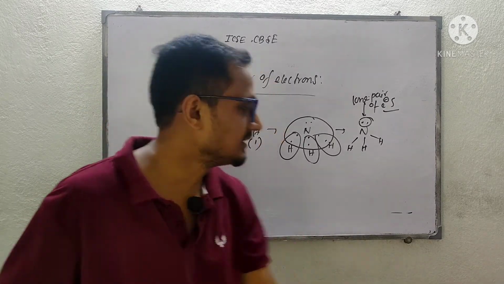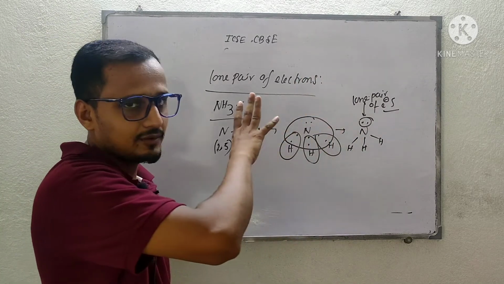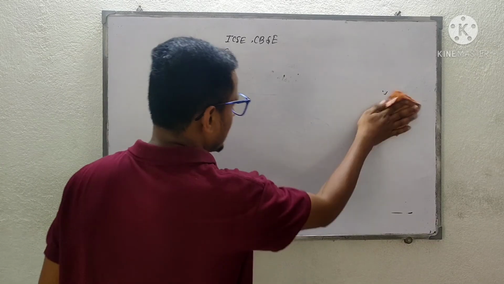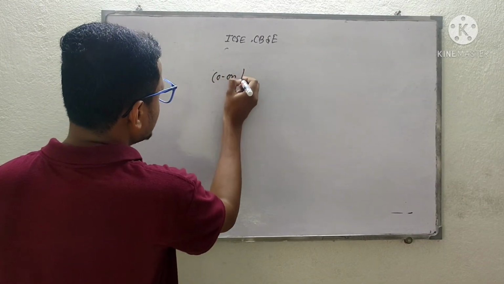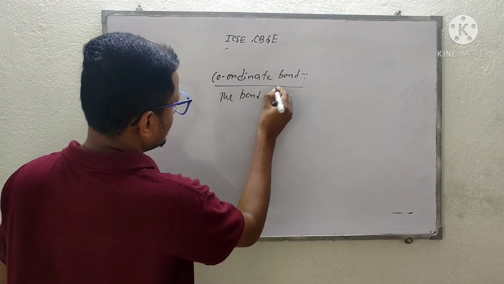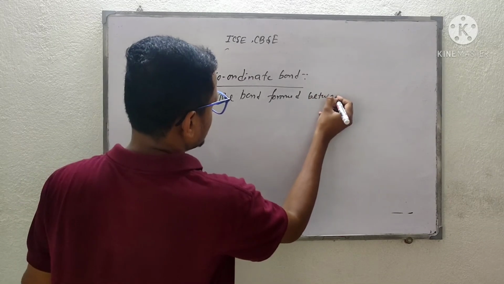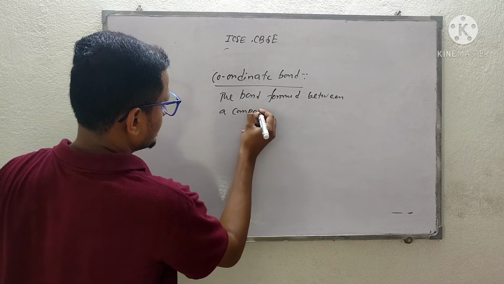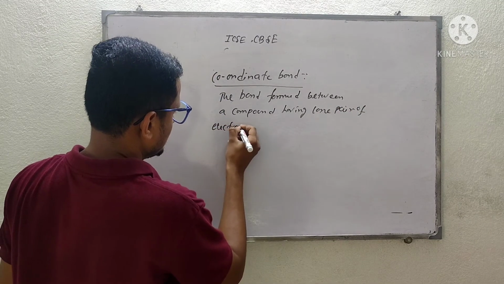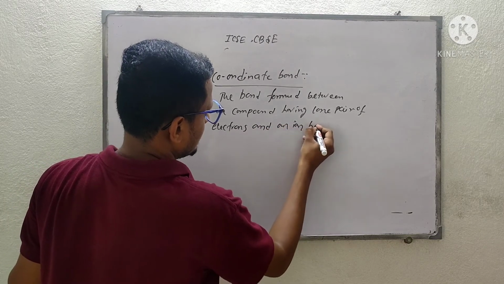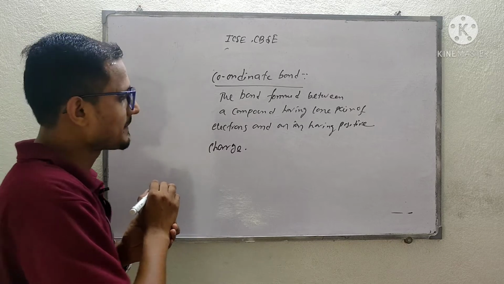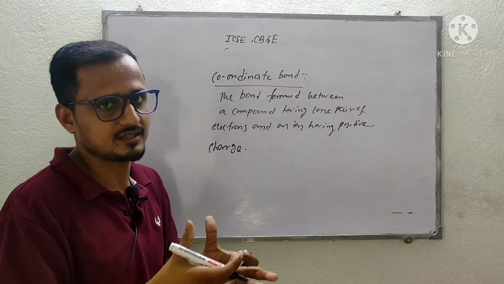For your class, it can be shown by taking the example of ammonia and water with H plus. So we arrive at another concept, that is coordinate bond: the bond formed between a compound having a lone pair of electrons and an ion having positive charge, and that ion will accept the lone pair of electrons.